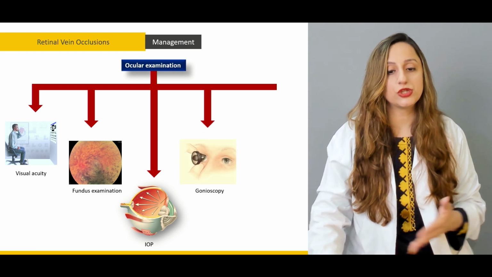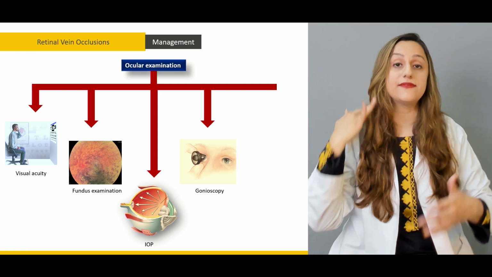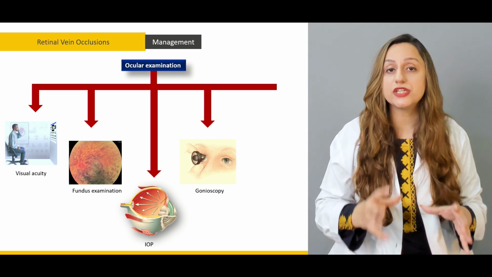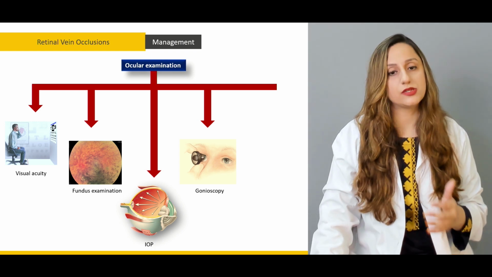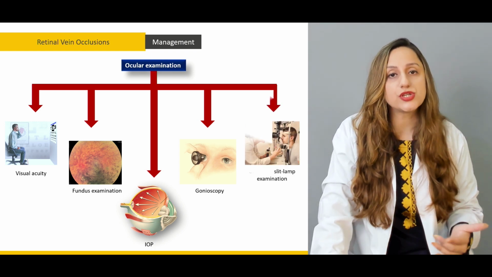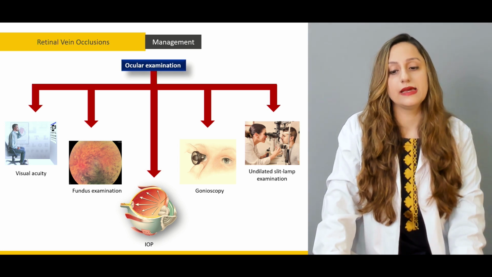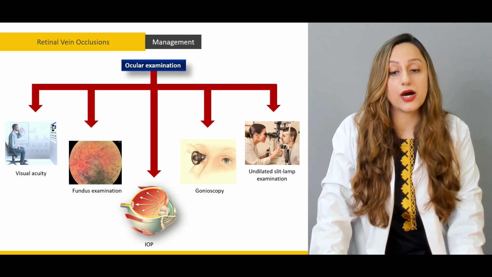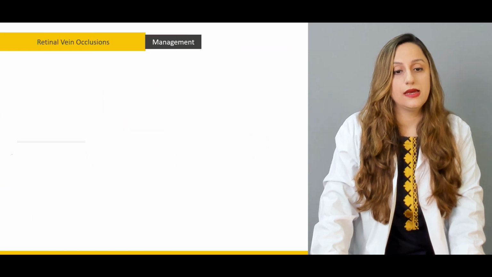Then we have gonioscopy, which is performed with Goldmann lenses. We have the 70D lenses. We have high definition lenses used to see the fundus of the individual quite clearly and appreciate the changes taking place at this level. The undilated slit lamp examination is again carried out to find the positive findings in that particular patient.